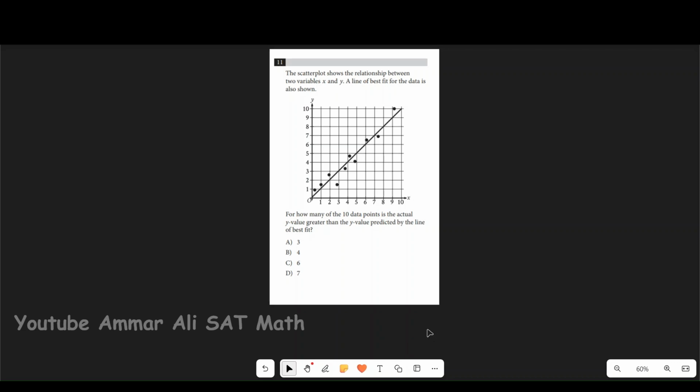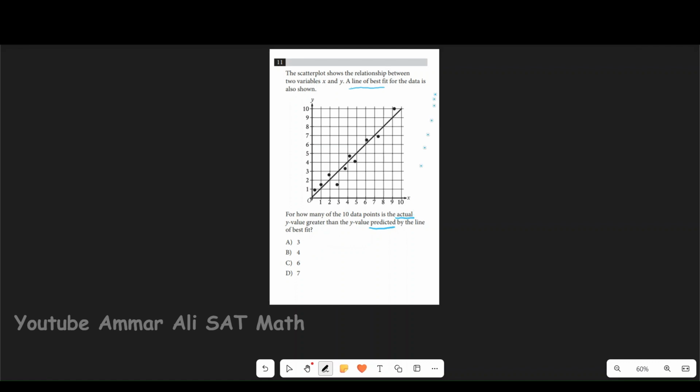This is a question from the official 2024 Test Bundle 5 Math Module 2, linked in the description below. So let's take a look at this one. The scatter plot shows the relationship between two variables, x and y. A line of best fit for the data is also shown. For how many of the 10 data points is the actual y value greater than the y value predicted by the line of best fit?